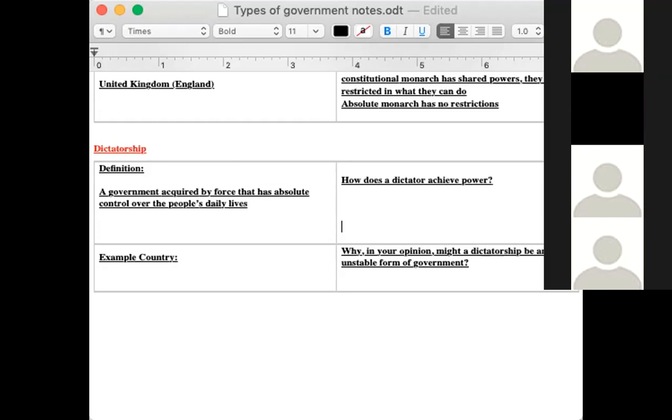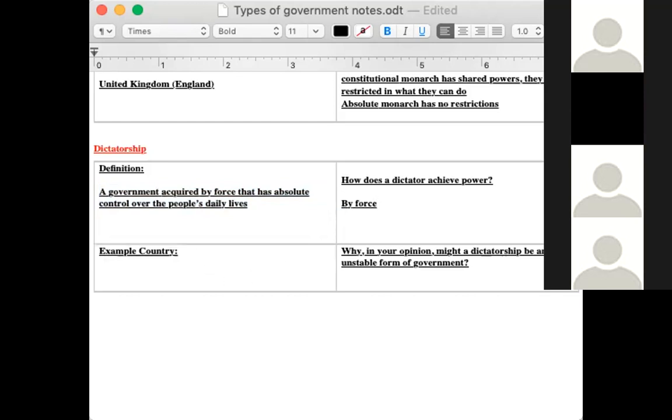Emma, how does a dictator achieve power? I don't know. You don't know. Emma, read over here. Read where? The thing that I have highlighted. Do you see my screen? A government acquired by force that has absolute control over the people's daily lives. So how does a dictator achieve power? By controlling people. By force? Yeah. And when we say by force, they usually mean military. Okay. Yeah. Good.